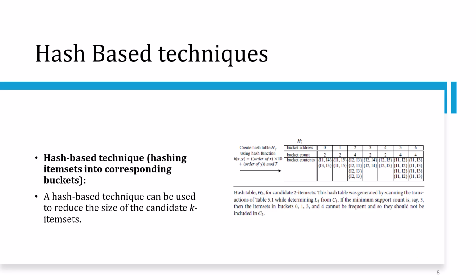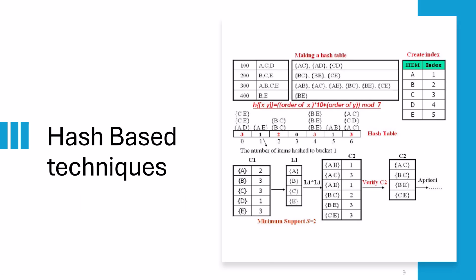Hash-based technique: hashing item sets into corresponding buckets. Hash-based technique can be used to reduce the size of the k-item sets. Apriori determines new candidate item sets only immediately before each complete database scan. The technique uses the count so far as the lower bound of the actual count. If the count so far passes the minimum support, the item set is added into the frequent item set collection and can be used to generate longer candidates. This leads to fewer database scans than with Apriori for finding all the frequent item sets.